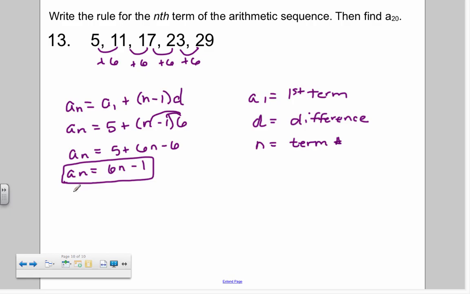And now I want to find the 20th term. So now I just simply have to plug in 20. So to find the 20th term, I would do a sub 20 equals 6 times 20 minus 1. 6 times 20, that's 120. 6 times 2 is 12, plus a 0, minus 1. So my 20th term here is 119.